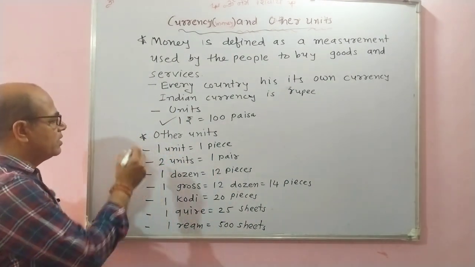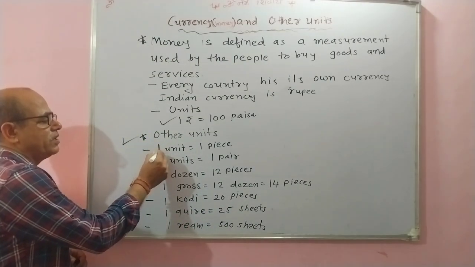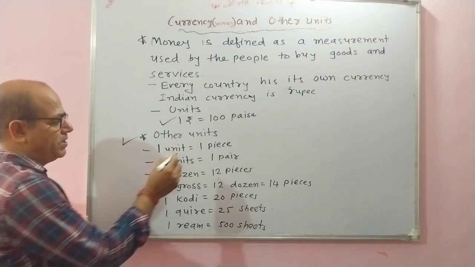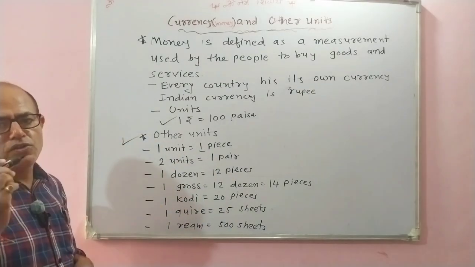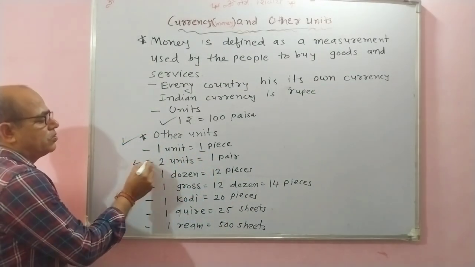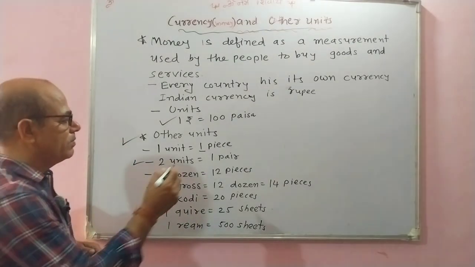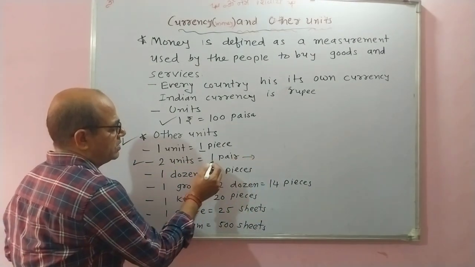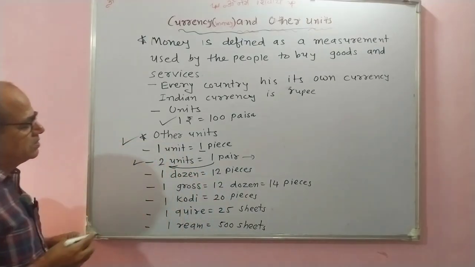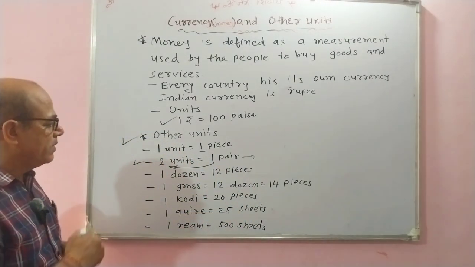Now some other important units are there. Suppose if we are saying 1 unit, it means 1 piece. I purchase 1 unit of pen, that means 1 pen. If I use 2 units it is known as a pair. Pair means 1 pair is equal to how many units? 2 units. एक पेयर में कितने यूनिट होते हैं? 2 यूनिट्स होते हैं. Okay.